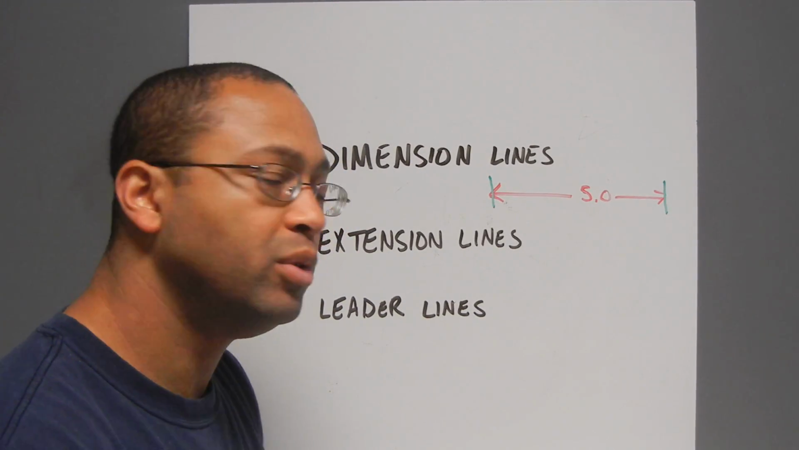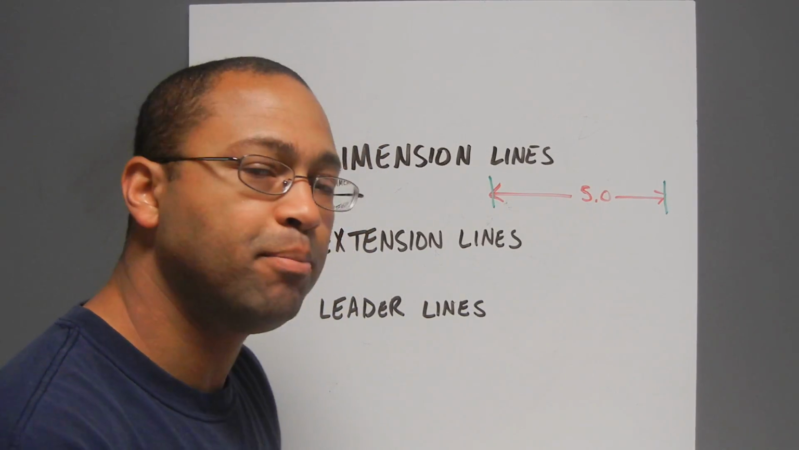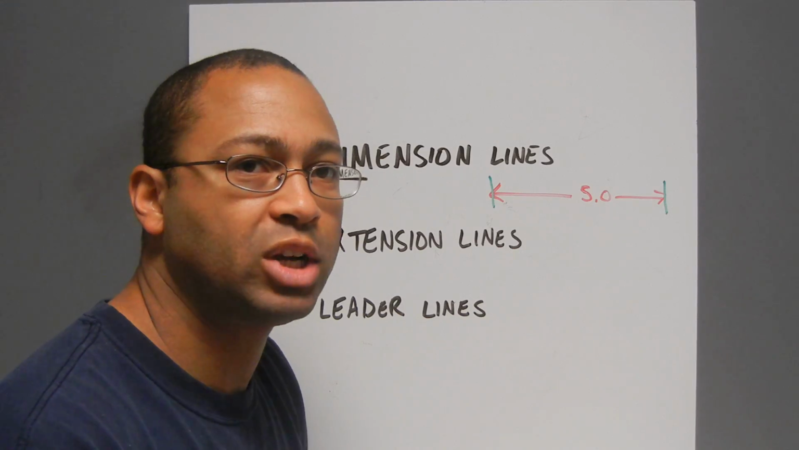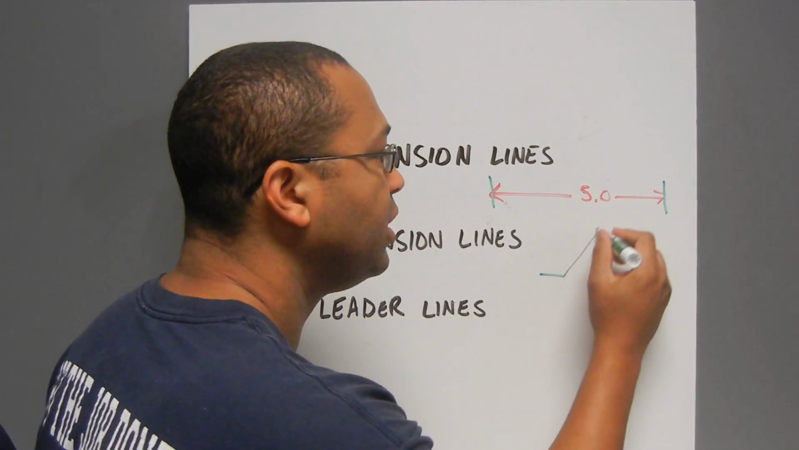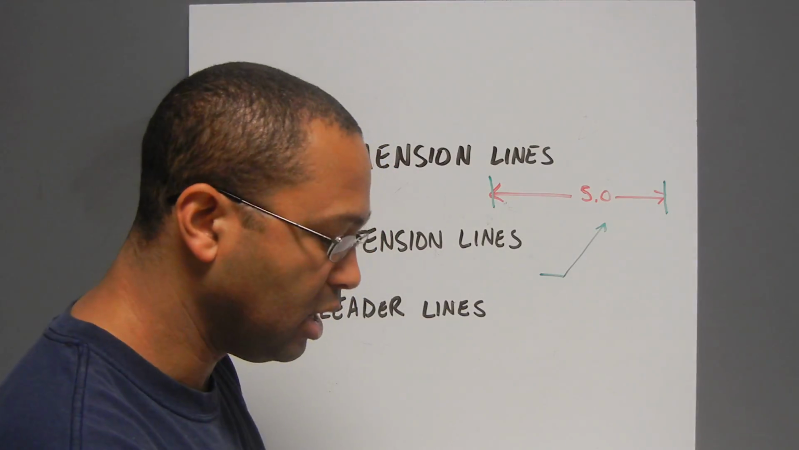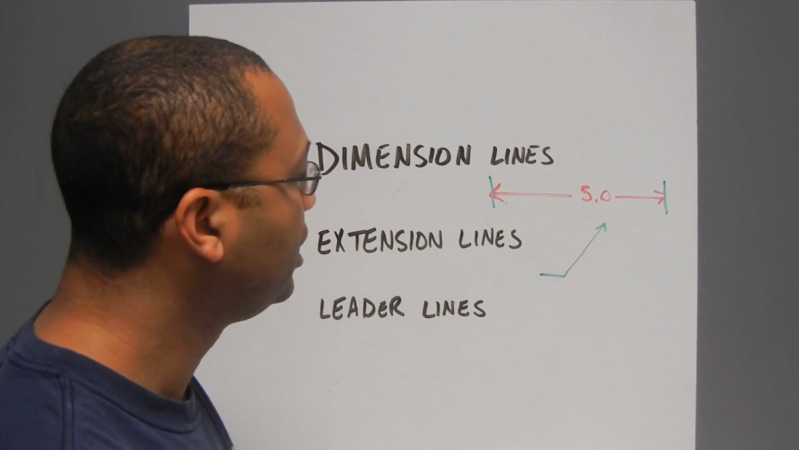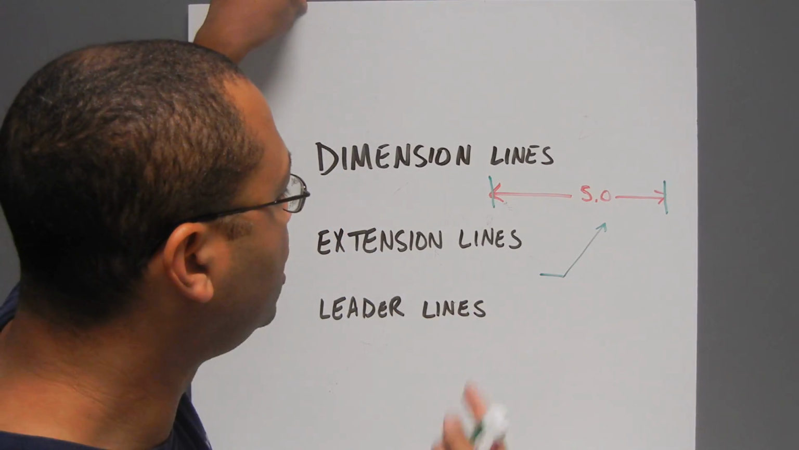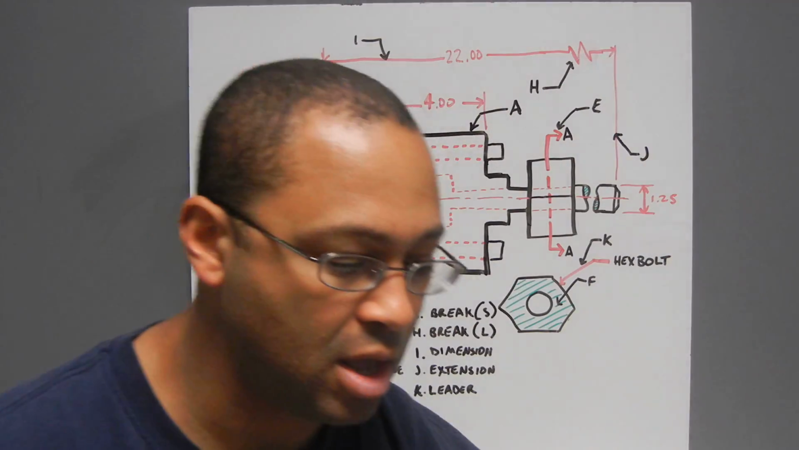Leader lines help you locate objects that you can't use a dimension for, so it might point you in the direction of what it's talking about. A leader line looks like this: it has a short horizontal, and then it has a long line that leads you to what that dimension is talking about. And so those are your different types of lines in the dimensioning process.